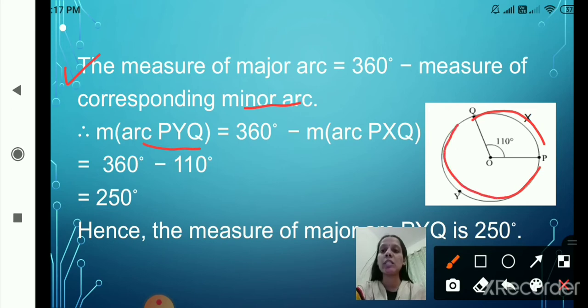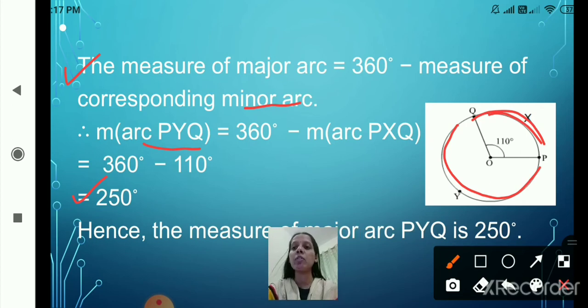So 360 degrees minus PXQ, which is given. We will put the values: 360 degrees minus the measure of minor arc PXQ, that is 110 degrees, which is given in the question. So 360 degrees minus 110 degrees. Now do the subtraction: 360 degrees minus 110 degrees is equal to 250 degrees. So the measure of major arc PYQ is equal to 250 degrees. I hope you are clear with this answer.